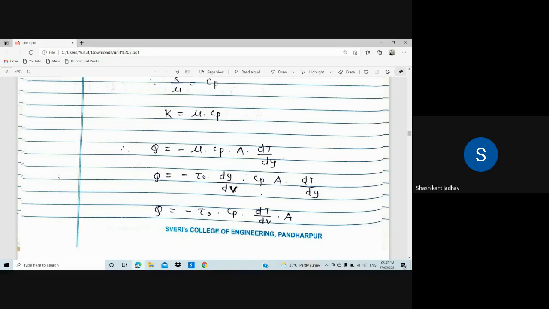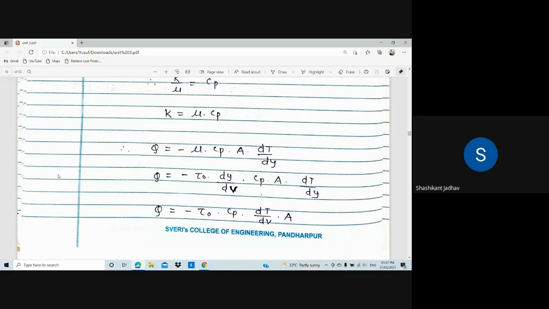Okay. So from equation number 1 we get the value of viscosity, that is mu. Mu is equal to tau 0 into dy by dv. So put that value into this equation. Therefore we get the value of Q. Q is equal to minus tau 0 dy by dv into Cp into A dt by dy.